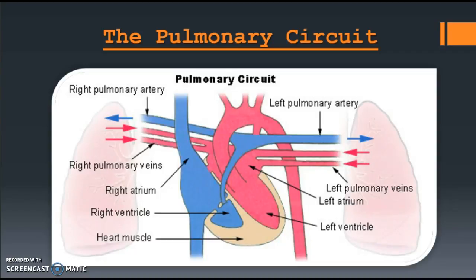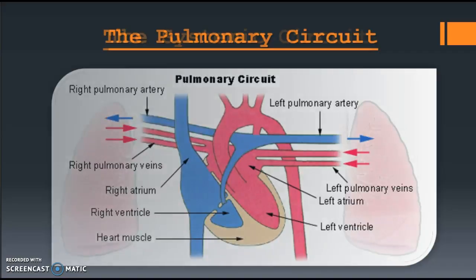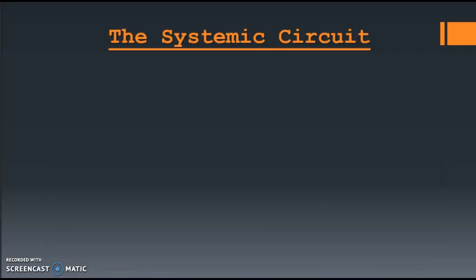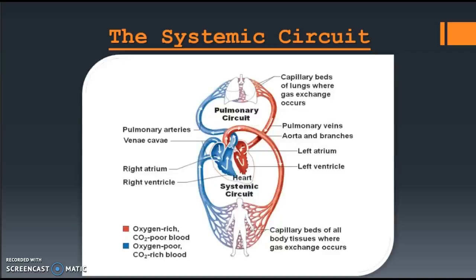This just shows the pulmonary circuit and just shows where, so the red here is the oxygen rich blood and the blue is the deoxygenated blood. So then we show you the systemic circuit.